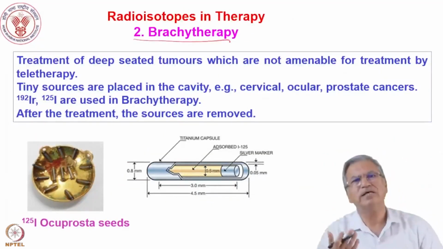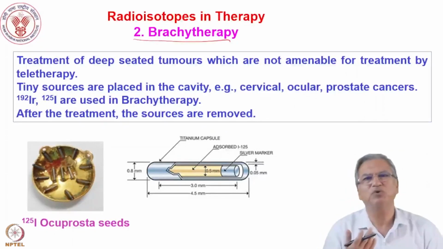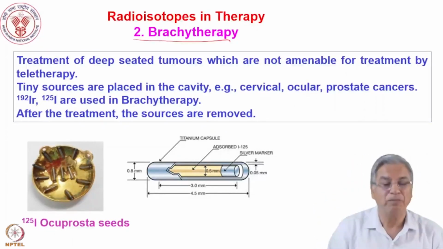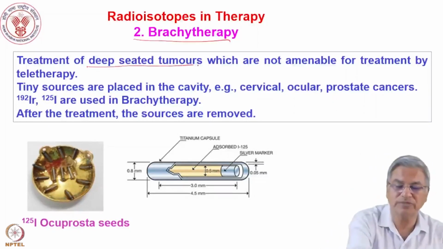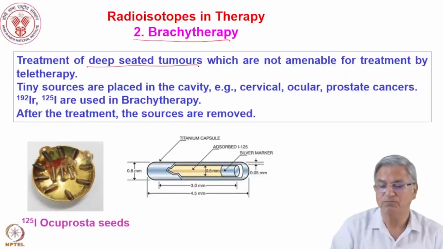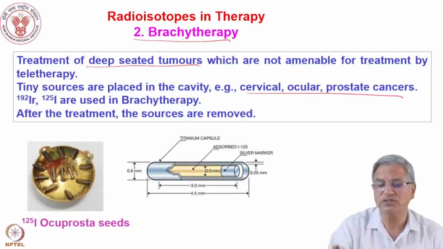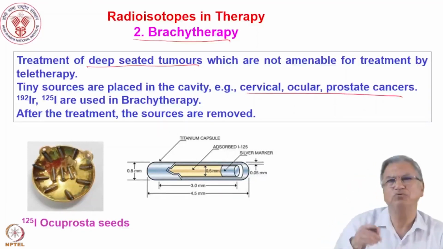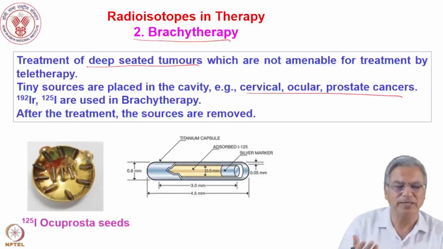Not all cancers can be treated by teletherapy, because from outside you cannot take the gamma ray to a particular organ, particularly the deep-seated tumors like cervical cancers, prostate cancers, ocular cancers, eye cancers. So these are deep-seated, so you may unnecessarily damage the other organs. So those tumors which are not amenable to teletherapy are treated by brachytherapy.